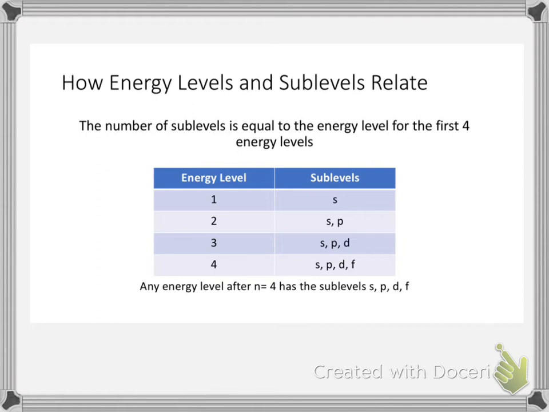We can look at it again just to emphasize. Whatever the energy level is, that's how many sublevels it has. The sublevels are always the letters S, P, D, and F. Since there are only 4, if you go to any energy level higher than 4, they only have 4 sublevels.